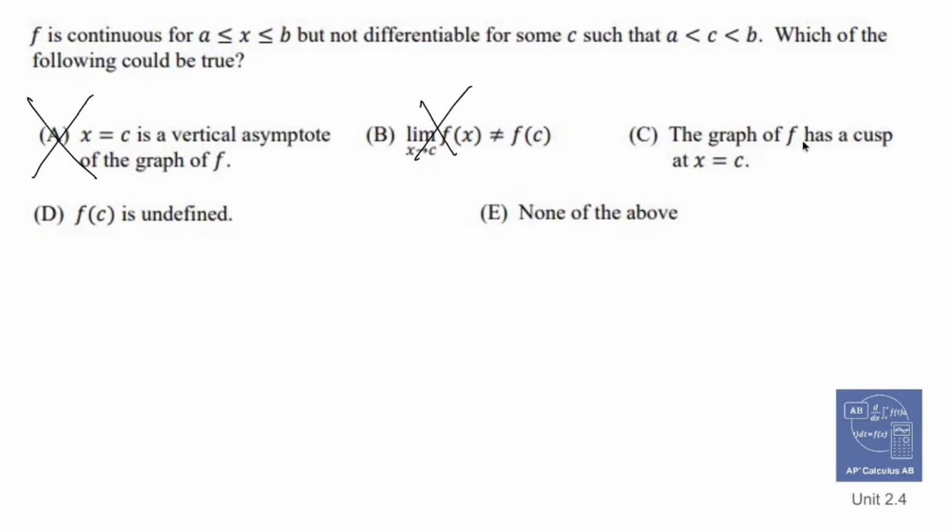The graph of f has a cusp at x equals c. Well, a cusp is a point where the function is continuous but not differentiable, right? So C is going to be my guy for this one. F of c is undefined would imply, again, some kind of asymptote or something like that, and therefore it's not. So C is the only one that makes sense, again, because a cusp is a point where the function is continuous but not differentiable.